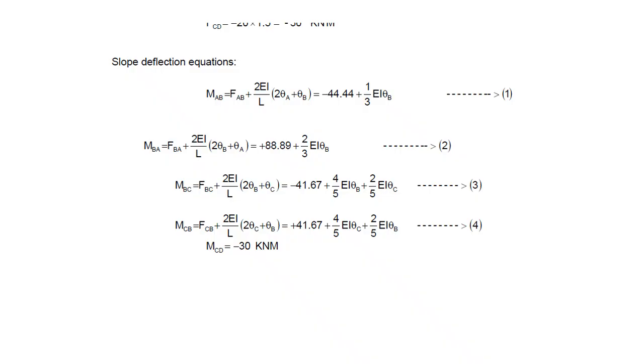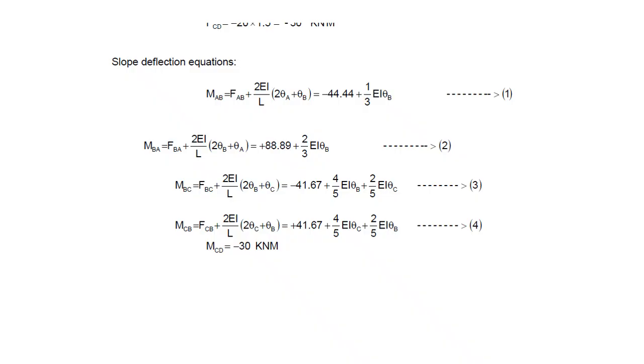you substitute the corresponding span also, that is 6 meter. If you simplify this, you can get equation 1. Similarly, I am writing equation 2 for the other end of the first span. That is MBA, equal to FBA plus 2EI by L. For MBA, 2 theta B, where theta B is the near end, so 2 theta B plus theta A. You substitute the fixed end moments and simplify this. You can get equation 2.